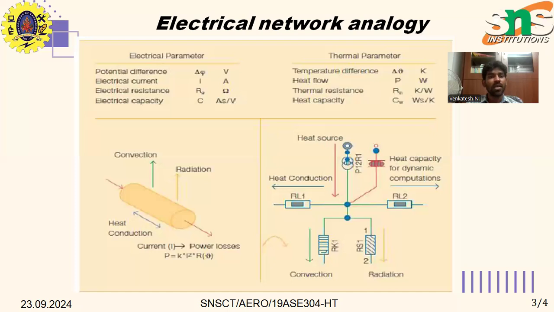So, electrical current, electrical resistance, and heat capacity for dynamic computations, convections, and radiations are the important categories of parameters which will be adapted in the field of thermal radiation systems, and how to adapt the thermal radiation system with the electrical network system. I hope this short video has helped you understand the network analogy in radiation systems.